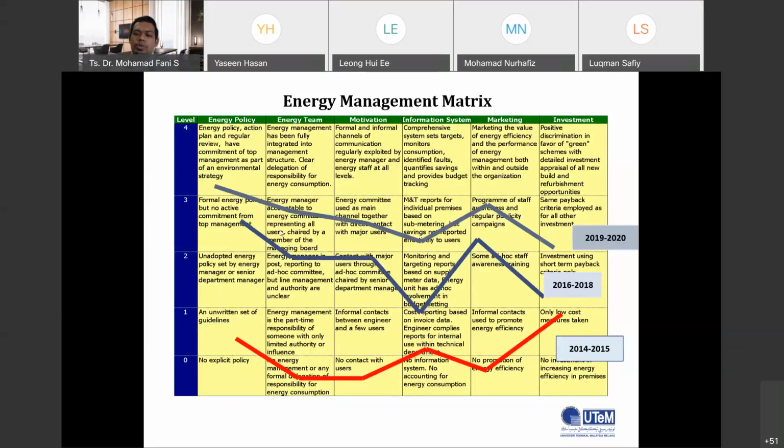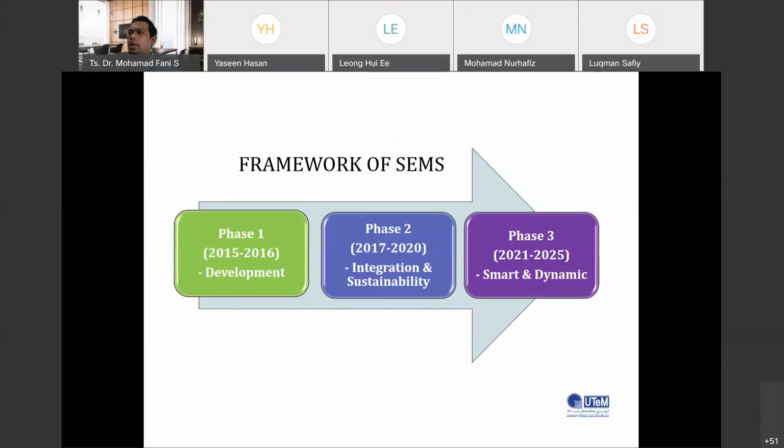Year to year we improve, and this year we target to achieve all of this level 4 perfectly, inshallah. Pray for us to make it better for the UTEM sustainability program. We now have an IoT system available. We have upgraded the chiller system and the building management system, etc.